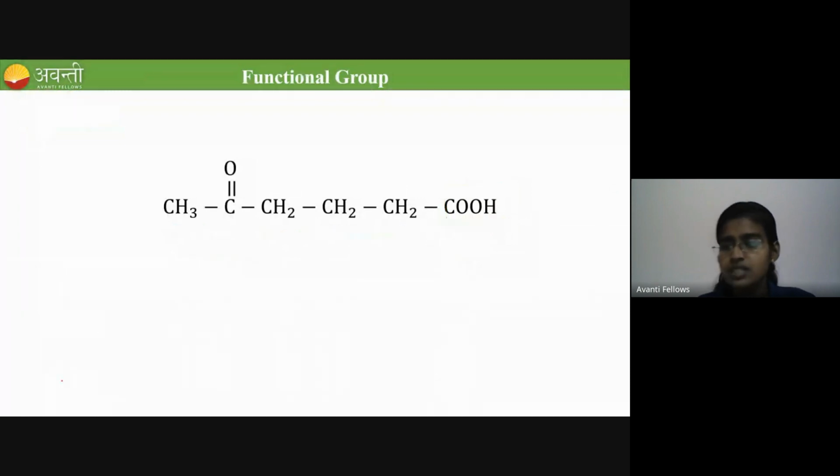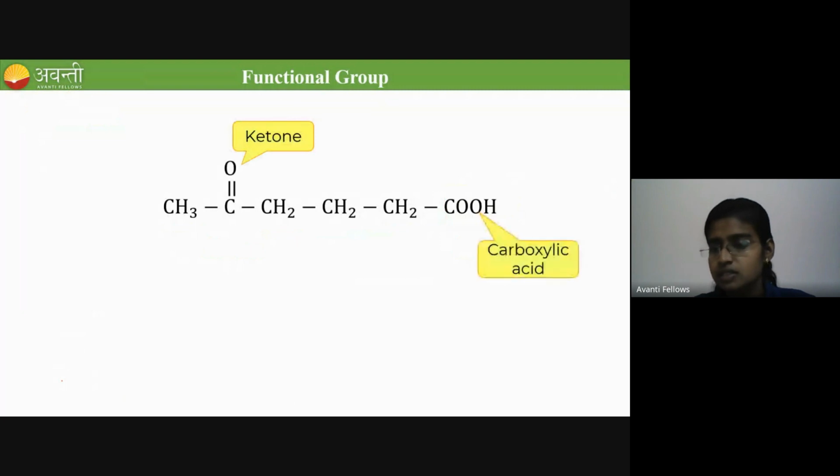Now, what is the next step, students? What is the next step? We have to start numbering. The ketone and carboxylic acid are present. Good, Charan, good.